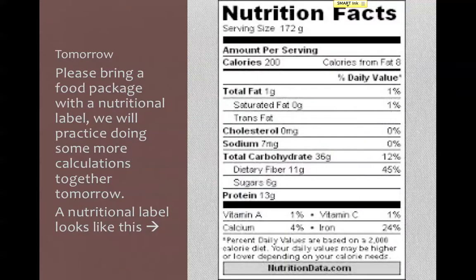Okay, so tomorrow I would like you to bring a food package with a nutritional label, and we will practice doing some more calculations together. In case you're wondering what a nutritional label looks like, it's this thing. It's often on the sides of your cereal boxes, on the backs of your pastas, on your lunch meats. If you could steal a nutritional label off one of your foods from home, that would be great. Toss it in your backpack and we can all share them tomorrow.